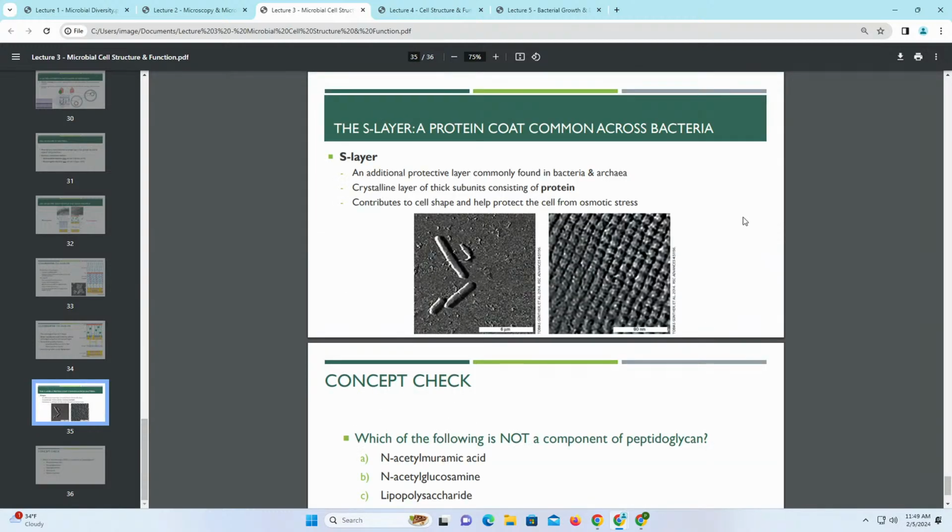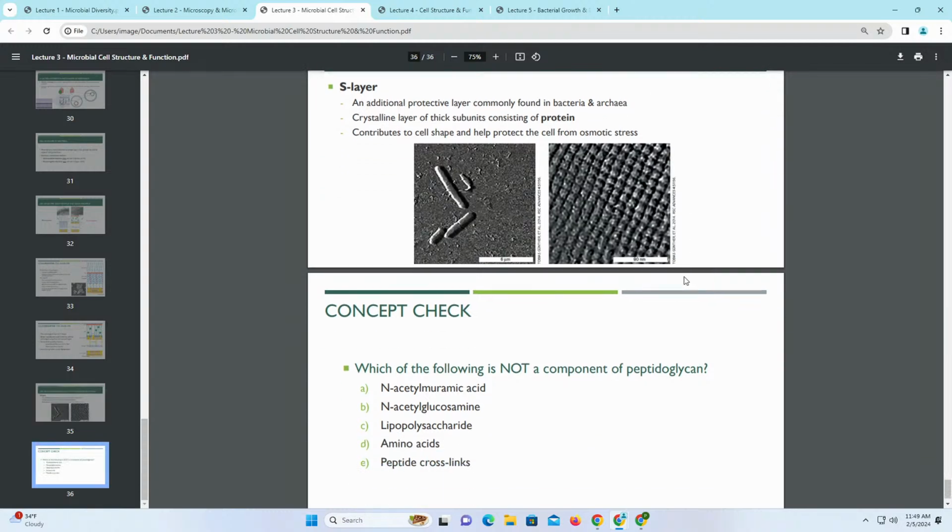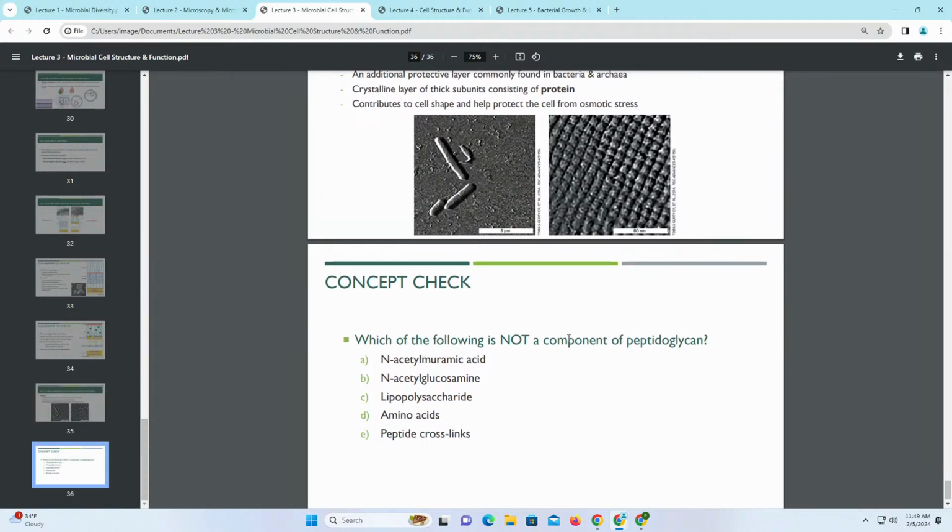It's important to know these terms. You might think you know them, but then when I ask a question like, which is a component of peptidoglycan, you might forget which one isn't actually part of the peptidoglycan layer. These are all part of the cell wall, so it's important to differentiate: the peptidoglycan layer itself has NAG and NAM and amino acids and these peptide crosslinks. But the LPS, the lipopolysaccharide, is part of the cell wall, not the peptidoglycan layer. So just keep those things straight.